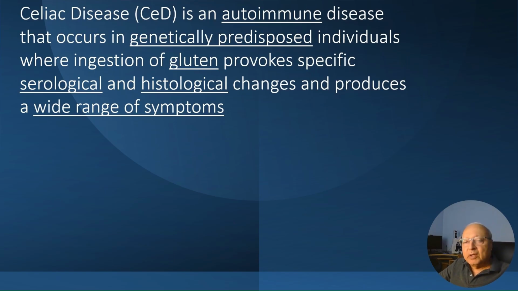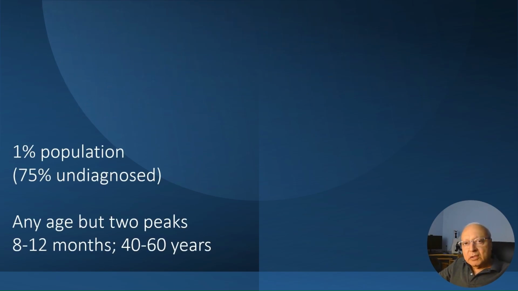The patient may be completely asymptomatic or have what are known as extraintestinal symptoms or classical gastrointestinal symptoms. Now, celiac disease affects almost 1% of the entire world's population. But sadly, most patients, almost 75% of them, remain undiagnosed in their lifetime for various reasons. And it affects any age. So it's a misconception that it affects younger people.